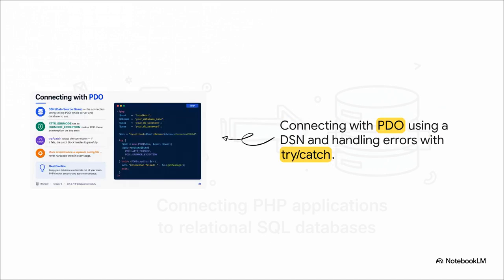To actually establish that connection, we use a data source name, or DSN, which defines our connection string. We wrap this whole process in a try-catch block. That way, if the connection ever fails, our app handles the error gracefully instead of just completely crashing on the user. And here is an absolutely crucial best practice. Always keep your database credentials safe in a separate configuration file. Never hardcode your usernames and passwords directly into your main scripts.